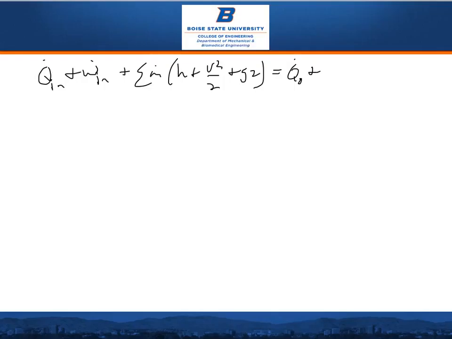So we're going to have Q dot in plus W dot in plus the sum of the mass flow rates of the inlets times h plus V squared over 2 plus gz is equal to Q dot out plus W dot out plus the sum of m dot times h plus V squared over 2 plus gz again. And then keep in mind that little q is equal to Q dot over m dot, depending on what they're giving you for the problem.